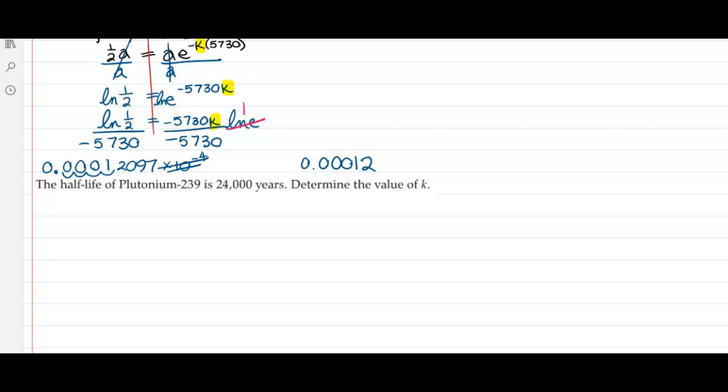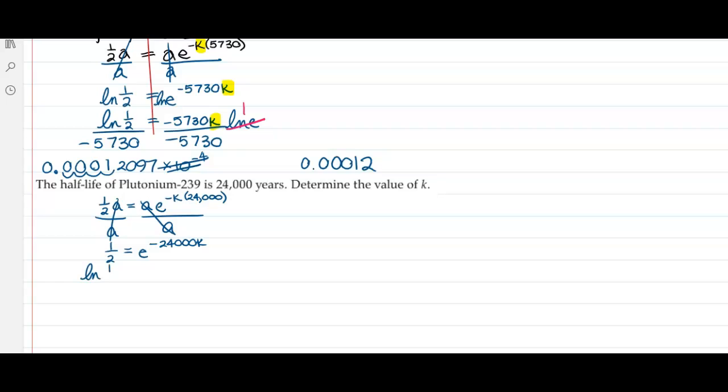All right, now they're telling us that the half-life is 24,000 years for plutonium-239. What would be the value of K? Well, let's start it off again. The half-life means half of what we start with equals what we start with times e to the negative k t, where t is 24,000 years. Dividing both sides by A leaves me with 1/2 equals e to the negative 24,000 k.